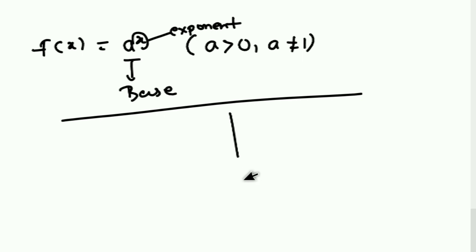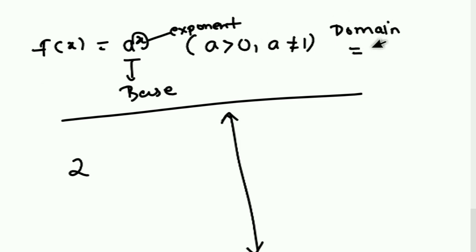So let's draw the graph for this. Let's consider the base as 2 and your x values will be changing. So what is the domain for this function? What is meant by domain? Domain means the possible inputs that we can give to this function. So the possible domain here is from minus infinity to infinity. We can input any value of x into this function.